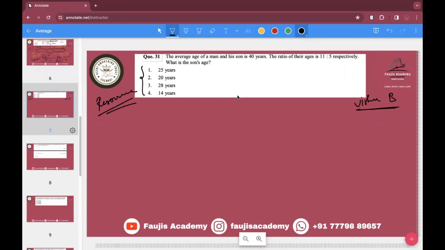Avikaran, you wanted to contribute to the class, please. Yes, sir, the same as he said. The average is 40 and there are 2 persons, so we can make the sum 80. And they gave the ratio 11:5. So we have to make a whole of 16 as 80. So we have to find the 5 ratio. So 5 by 16 into 80 is equal to 25. Absolutely. Thank you so much.